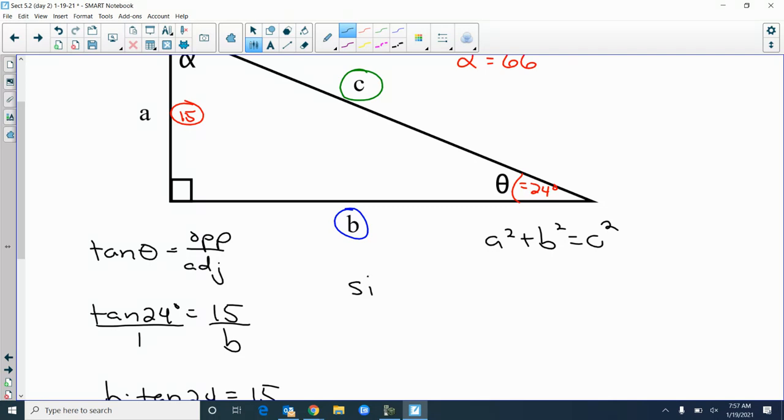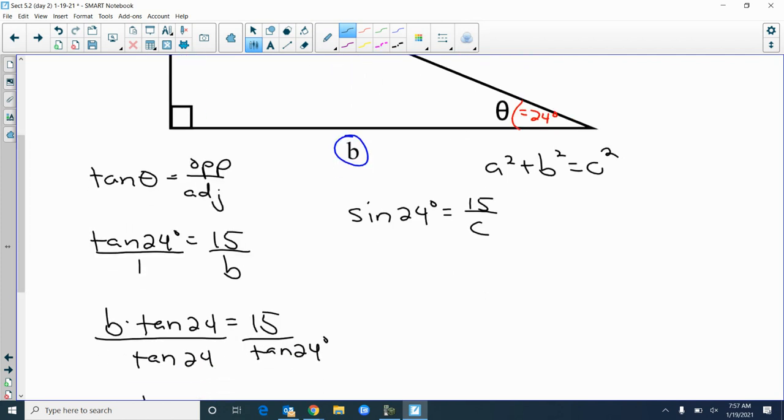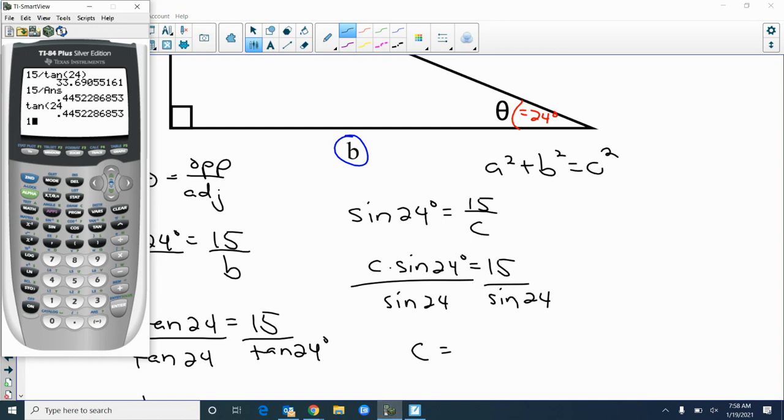So the sine of 24 degrees will equal 15 over c, and then I'm just going to do the same thing. It's going to be c times the sine of 24 equals 15. Divide by the sine of 24. And then I get c equals 15 divided by sine of 24. 36.88.